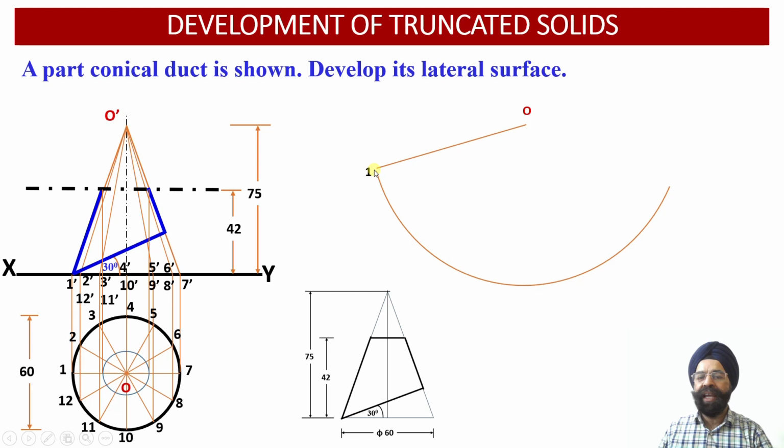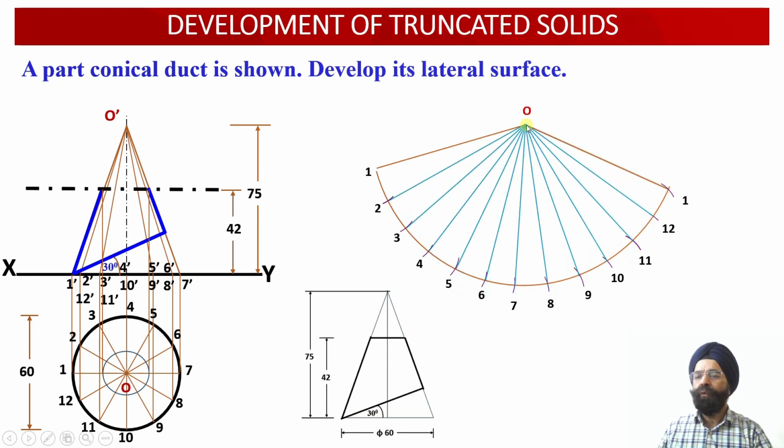And now with 1 as center and radius equal to the distance between points 1 and 2, we are going to draw 12 arcs, so that all the points of the base are located onto this arc which we had drawn corresponding to the true length of the slant generator, that is the O1 radius. Now having obtained all of these 12 points in the development surface view, we are going to join point O with all of the points of the base. So in all, you can see 12 slant generators we have been able to project onto the developed surface view.